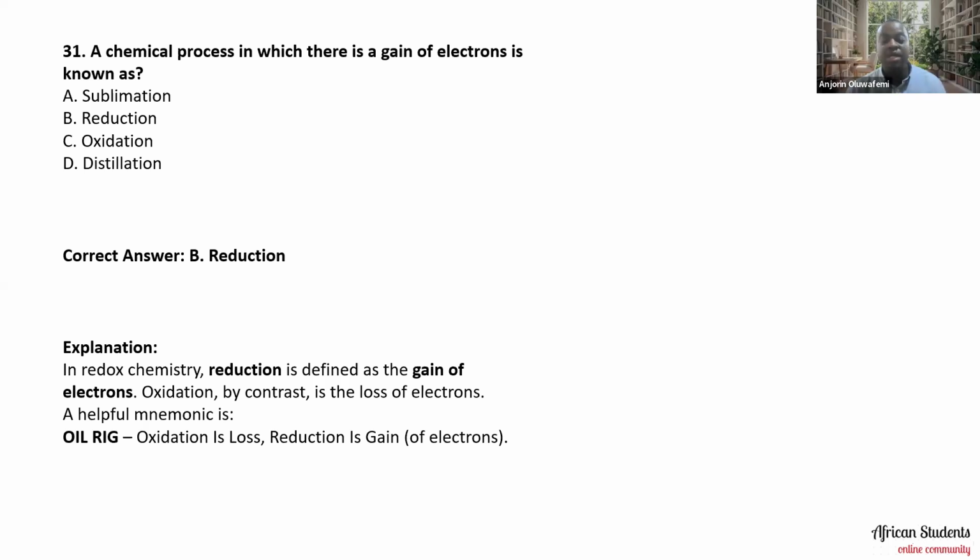A helpful mnemonic is OIL RIG. Remember this, we talked about this when we were discussing redox reactions. Oxidation is loss, reduction is gain of electrons, and that's simple.